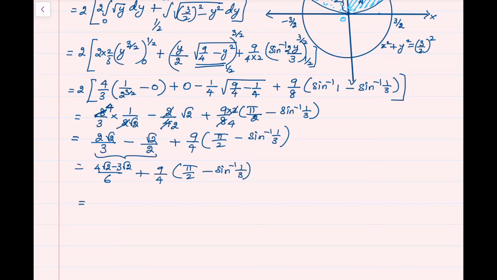which is root 2 divided by 6 plus 9 by 4 times pi by 2 minus sine inverse of 1 by 3 can be written as cos inverse of 1 by 3 square units. Or you may change cos inverse of 1 by 3 to sine inverse of 2 root 2 by 3.